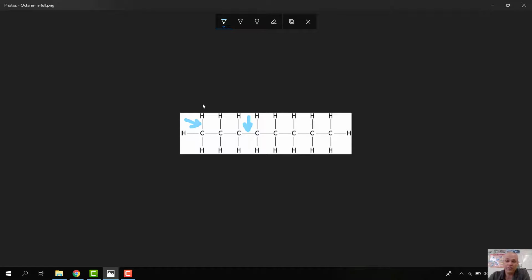With octane, if this is a molecule of octane, we start burning it using combustion. It's the oxygen that helps break those bonds apart and really get to that energy that's in those bonds.